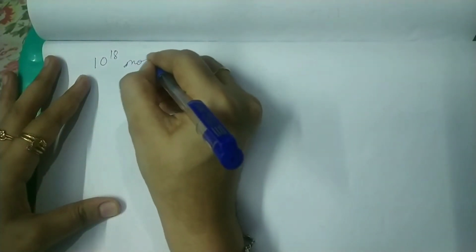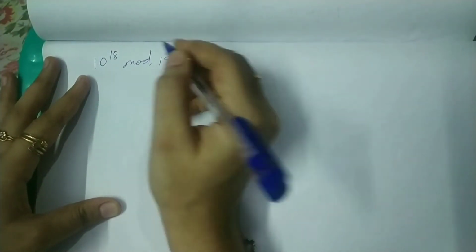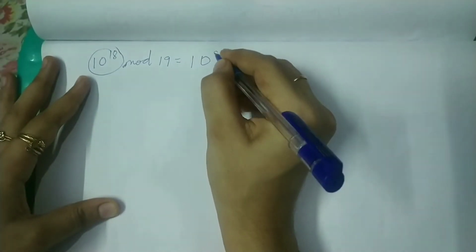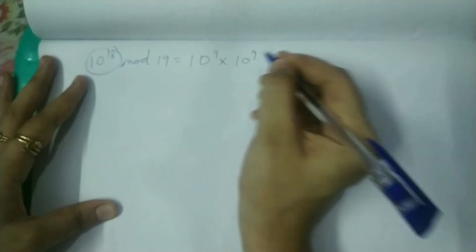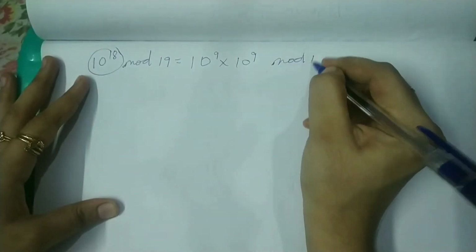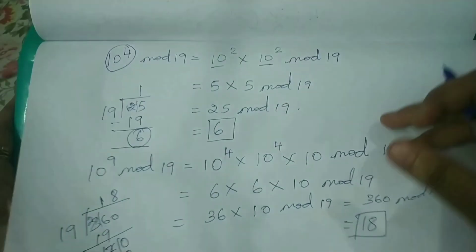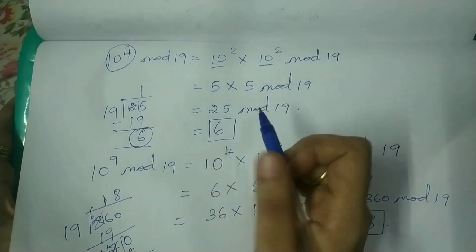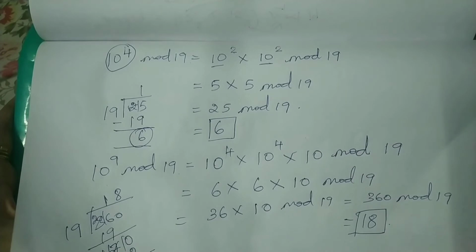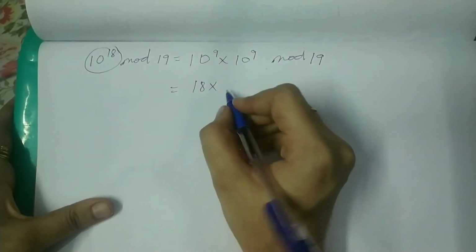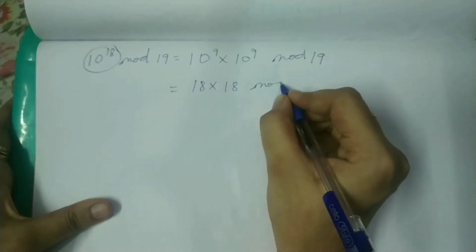So 10 to the power 18 mod 19. I can split this 10 to the power 18 as 10 to the power 9 into 10 to the power 9 mod 19. So we found the value for 10 to the power 9 over here. That is 18. So 18 into again 10 to the power 9. So 18 mod 19.